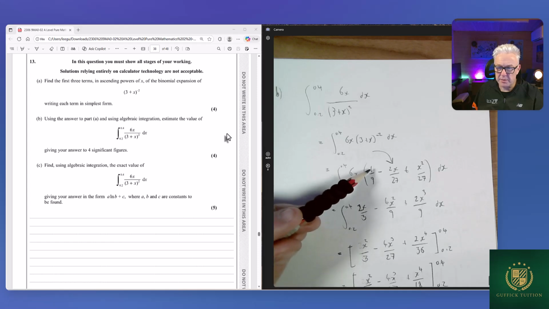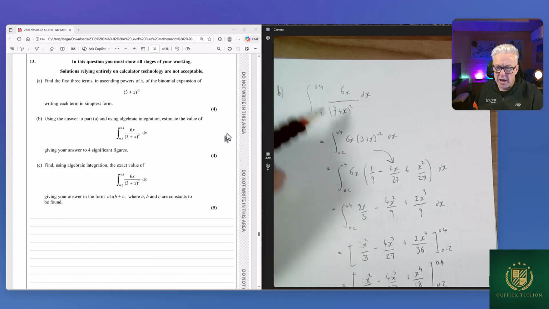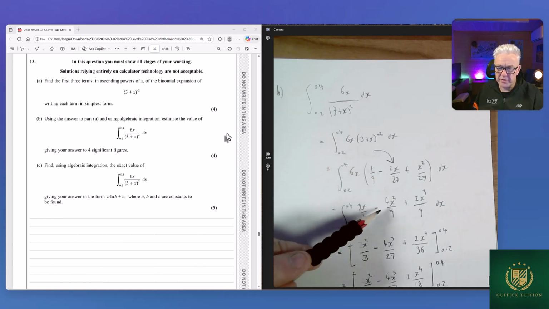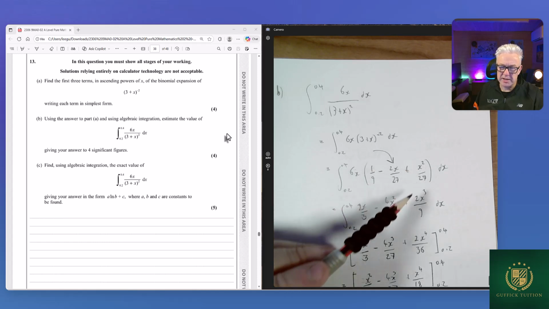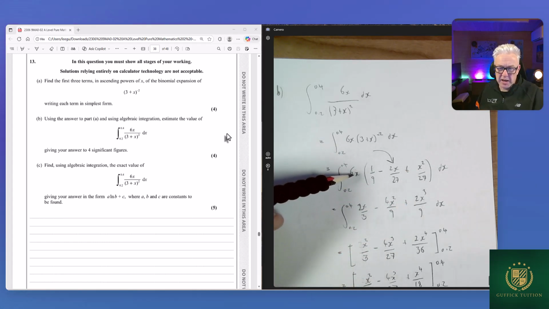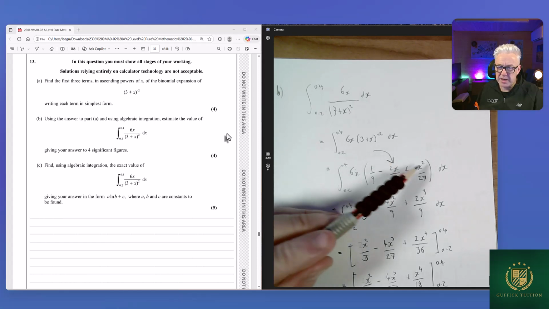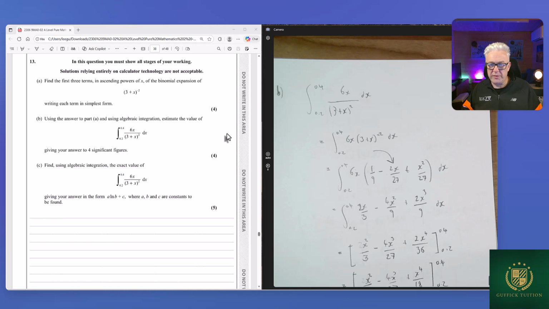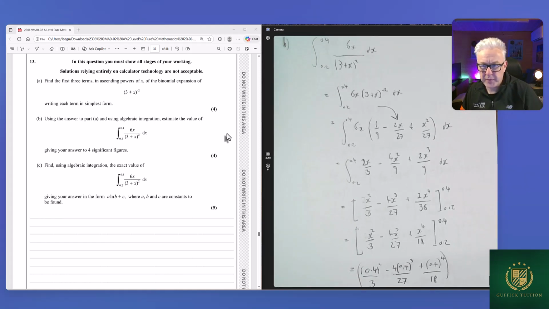So 6x times 1 over 9 is 6x over 9, which simplifies into 2x over 3. And then 6 times 2 over 27 simplifies into 4 over 9. And 6 times 1 over 27 simplifies into 2 over 9. So that's just expanding the bracket, and we've got an x there. x times x is x squared, and x times x squared is x cubed. So all we've done there is just take the expansion from part A, expand the bracket, and now we're going to integrate.